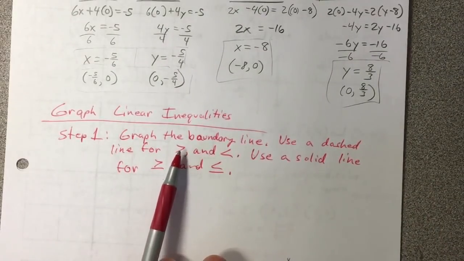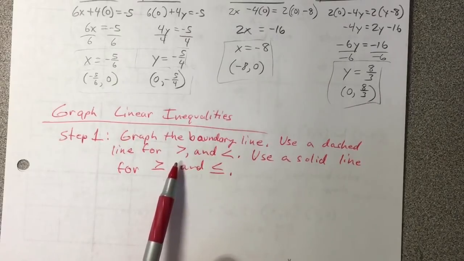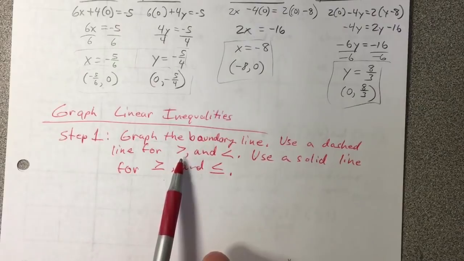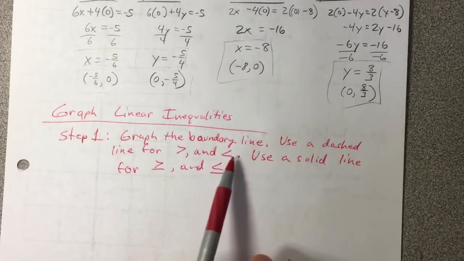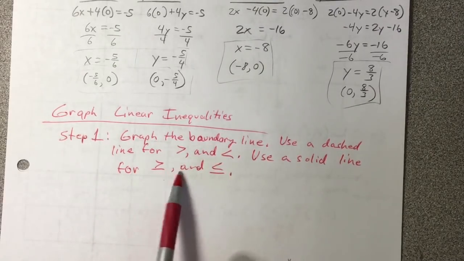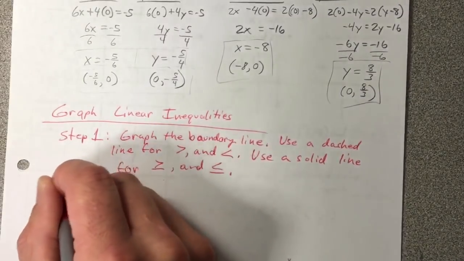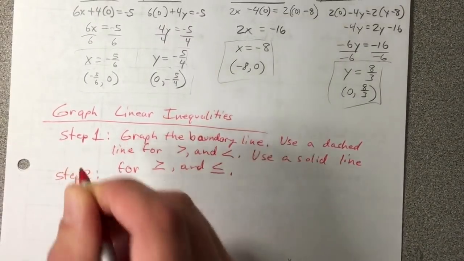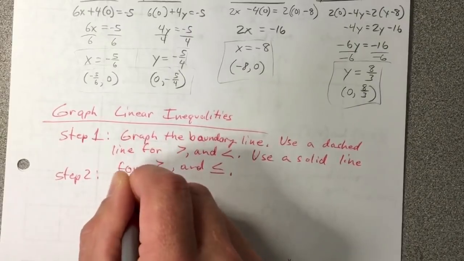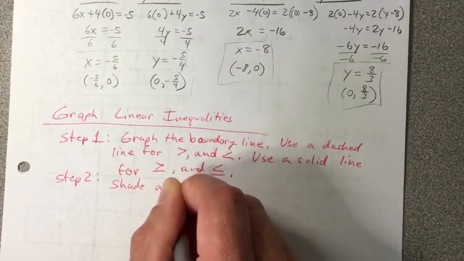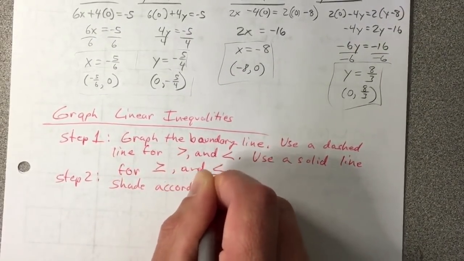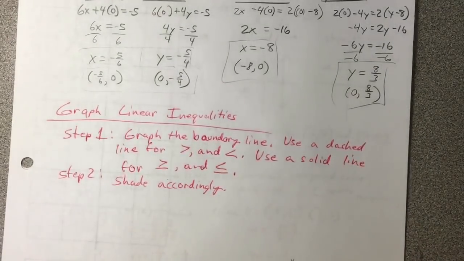If it's just greater than, that means you don't get to include that boundary line. You go right up to it, but you don't include it. And then same thing for less than. But if you have the equal to, you want to make that a solid line because you want to actually include that line. And for step 2, I'm just going to say shade accordingly. We'll go into more detail about that here in a second.